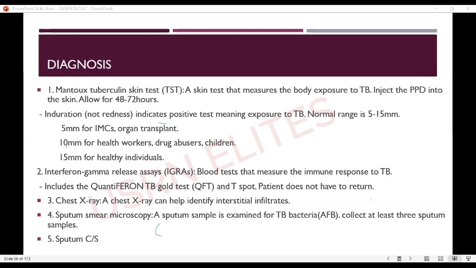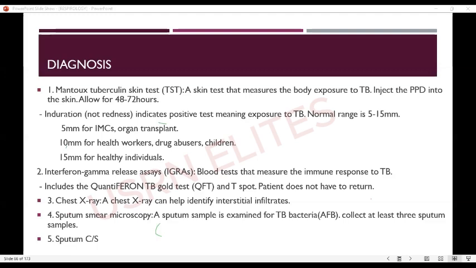Now, when they inject this into the skin, if the patient is not an inpatient, the patient can go home and come back within 48 to 72 hours, like 2 to 3 days. When the patient comes back, this is what we are going to expect to be positive: we are expecting induration, not redness.